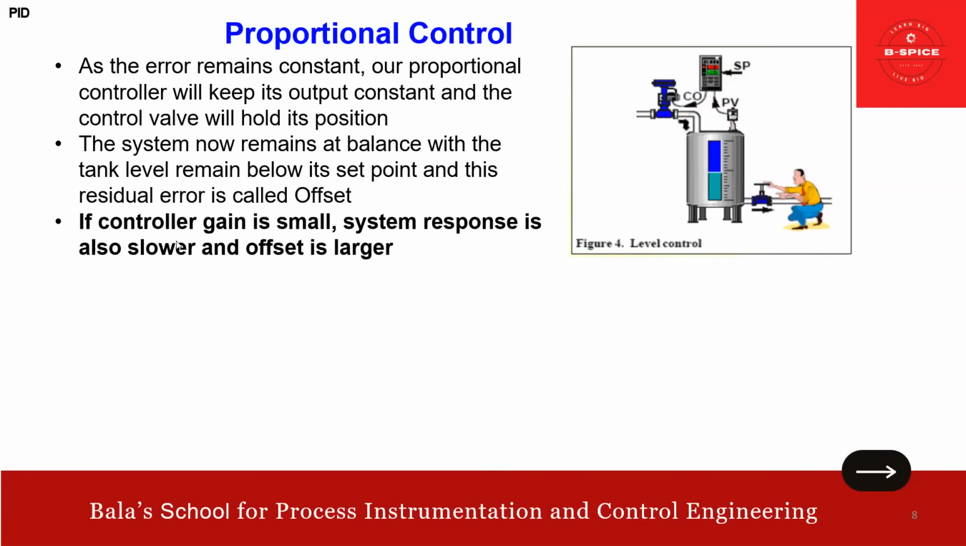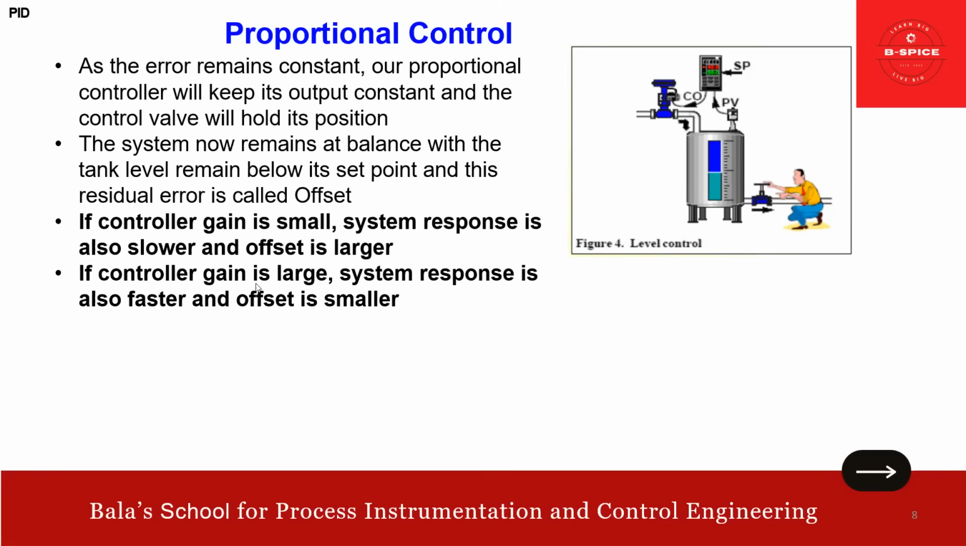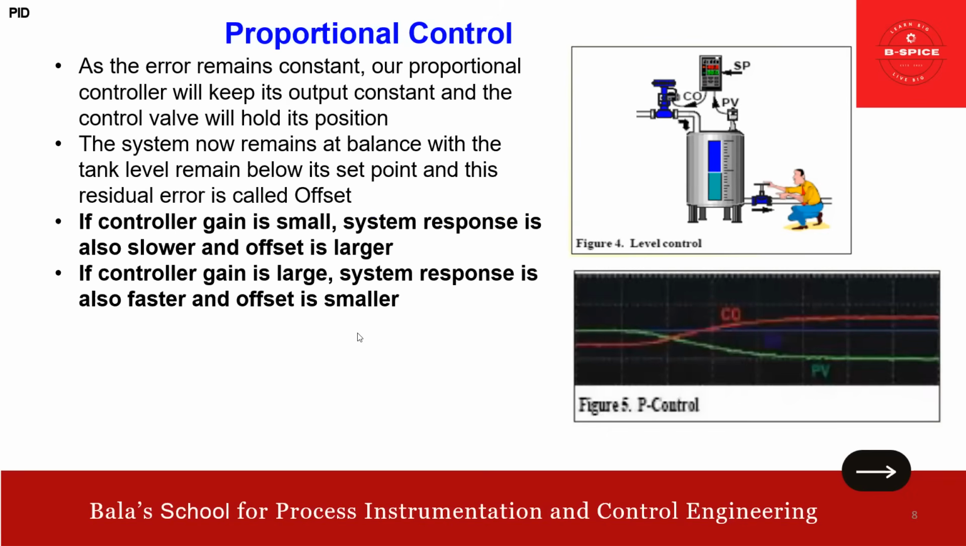That is the point, friend. If the controller gain is smaller, the system response is also slower and the offset is larger. If the controller gain is large, the system response is faster and the offset is smaller. Got it, right? Yes. This one you remember, friends.